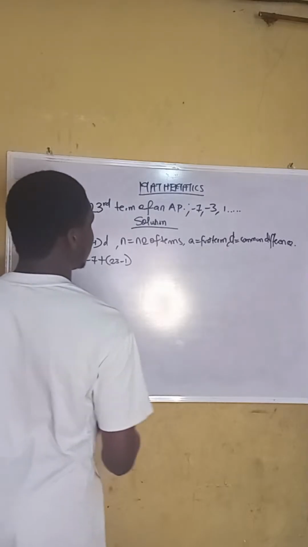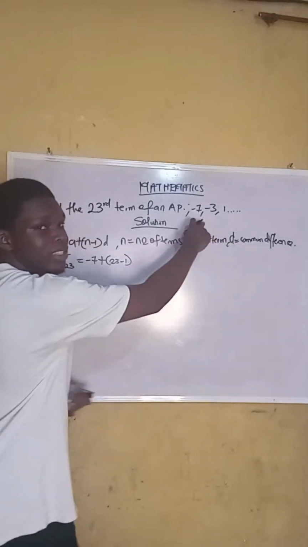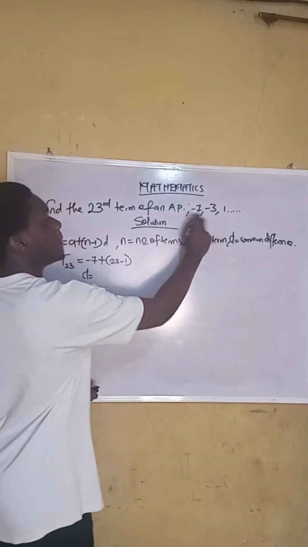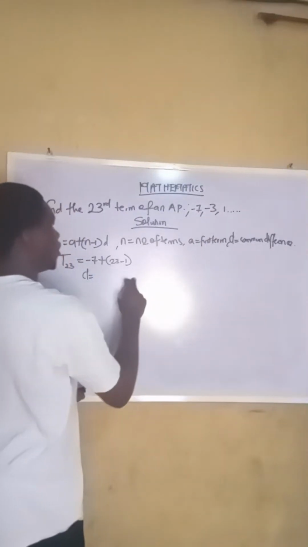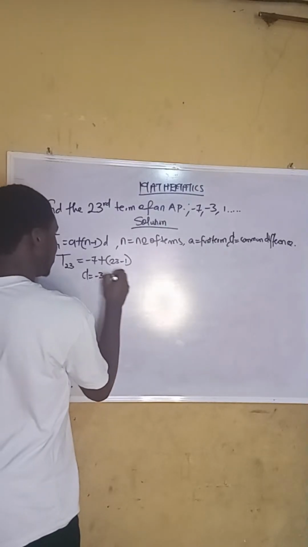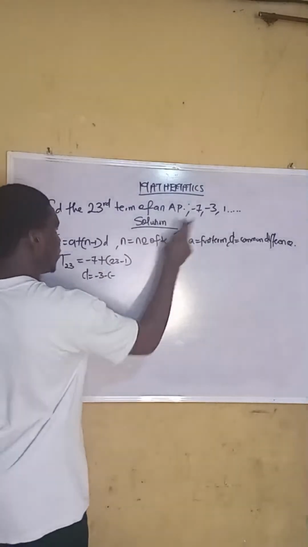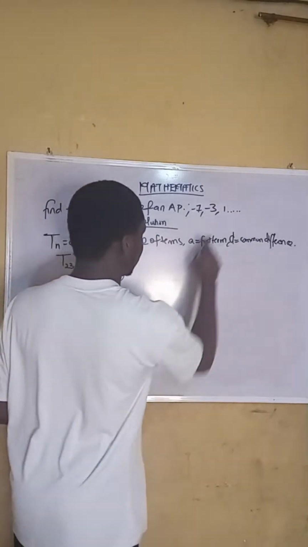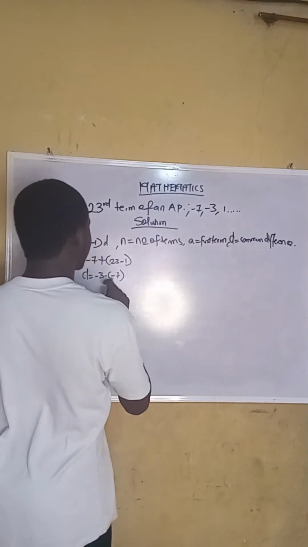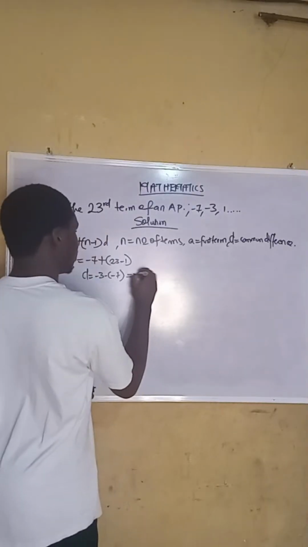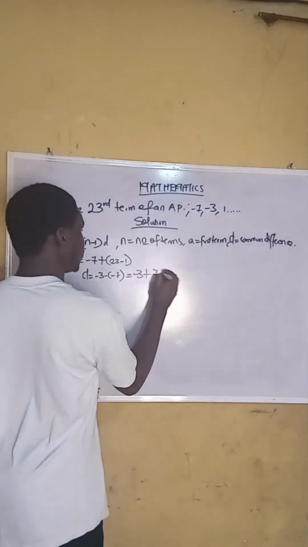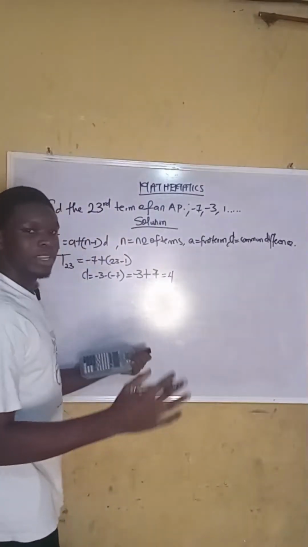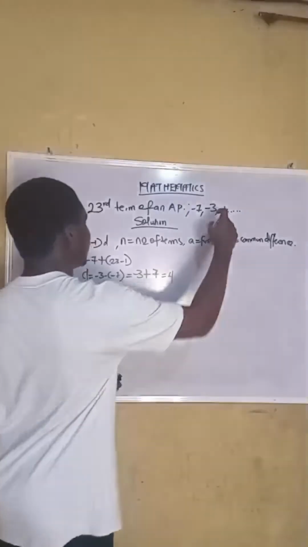Okay. So let's try it first of all. The second term minus the first term, that's minus 3 minus 7. All right. Am I correct? Yeah. So minus and minus is plus, so this is equal to negative 3 plus 7, and 7 minus 3 is 4.